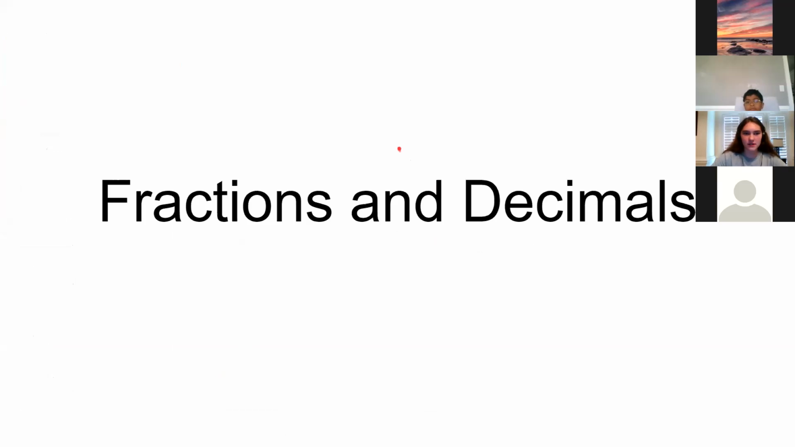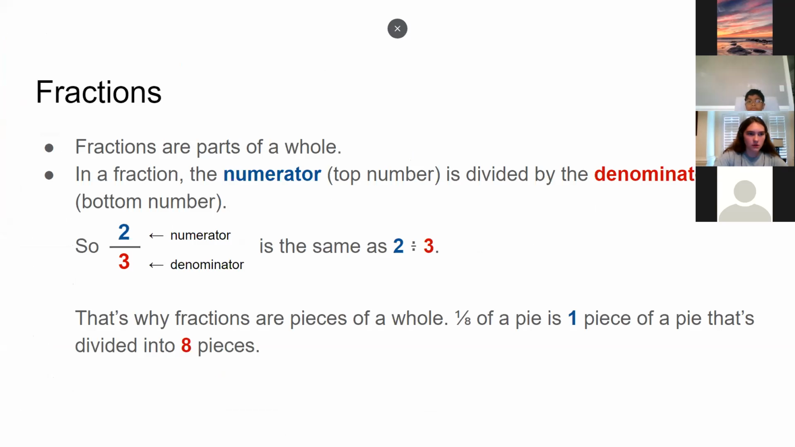Okay, so fractions and decimals. Fractions are parts of a whole. In a fraction, the numerator, the top number, is divided by the denominator, the bottom number. So here's an example. In blue is the numerator, and at the bottom is the denominator. And this little line represents the division sign. So the 2/3 is the same as 2 divided by 3. And that's why fractions are pieces of a whole. 1/8 of a pie is one piece of that pie that's divided into 8 pieces.